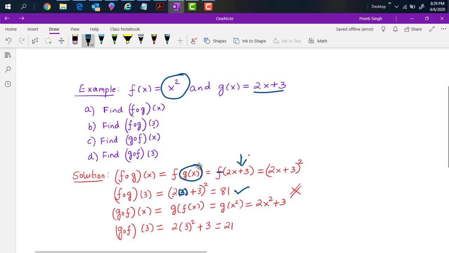So now g of f of x, going the other way around, is the same as g of, what is your f of x? f of x is x squared.